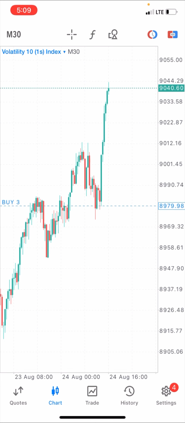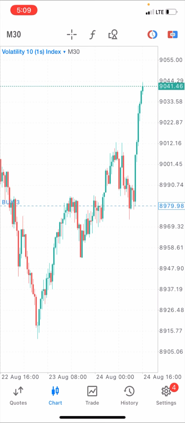Before I take a trade, I already know that I want to be buying. Before I buy, before I sell, I already know right from when I'm first looking at the charts that I want to be buying or I want to be selling. That means you need to always follow the direction of the market.